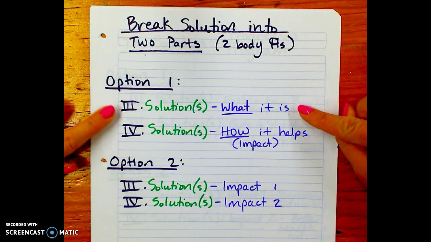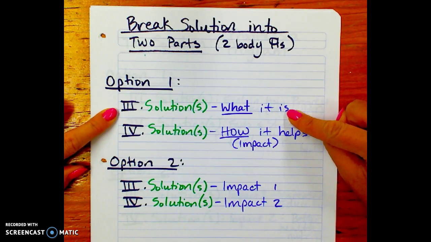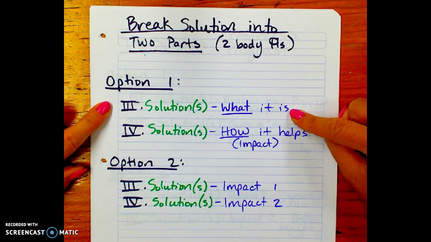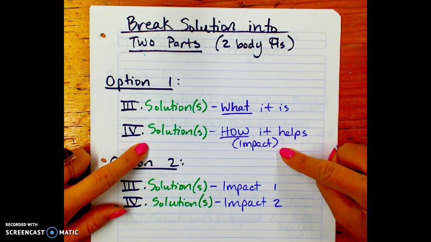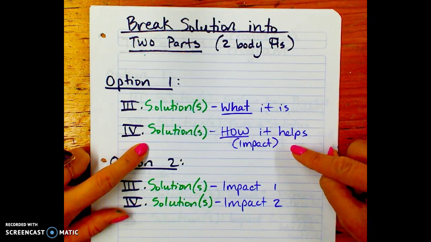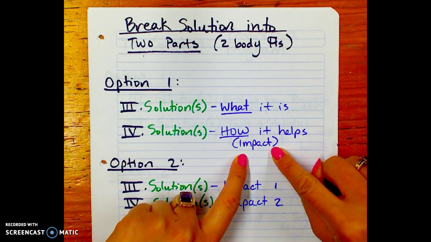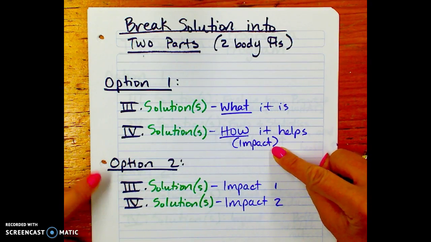Okay, so your first option would be to explain first what is the solution, by explaining if it's a law or a policy or maybe a new form of technology that's going to help solve this problem. And then the second part would be to explain how does it help, how does it solve the problem, the impact that it has. Maybe it's an environmental impact or it's an educational impact. I don't know, depending on your topic.